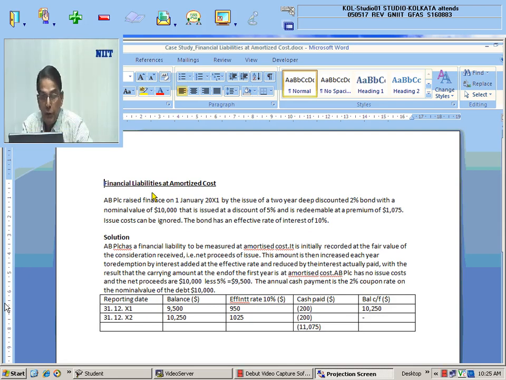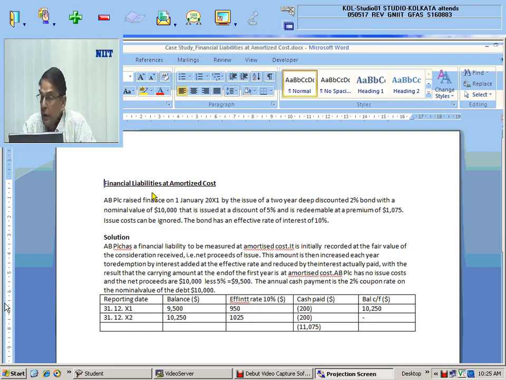So 10,250 plus 1,025 gives you 11,275, which is the same as the cash paid by way of interest and the redemption proceeds. So the balance is nil at the end of the second year when the redemption is made. So this is an example of a financial asset at amortized cost. So you know how to calculate the amortized cost using the effective interest rate method.